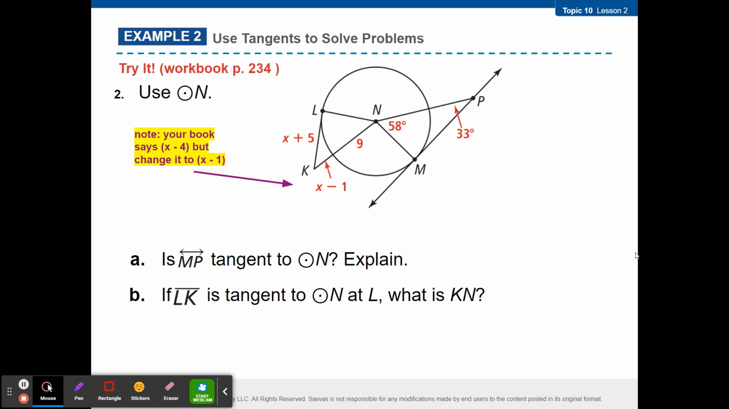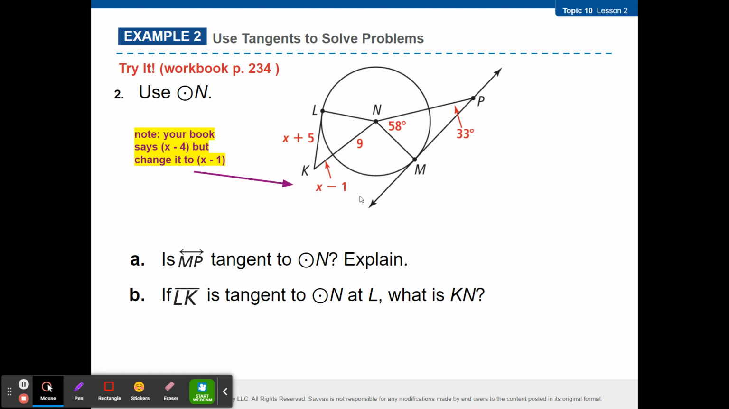Okay, so this one, you try it. Look at this. It says use circle N. Here's the problem though. For some reason, your book says x minus 4 should be x minus 1. Change that 4 to a 1. Not our fault. Publishing error.